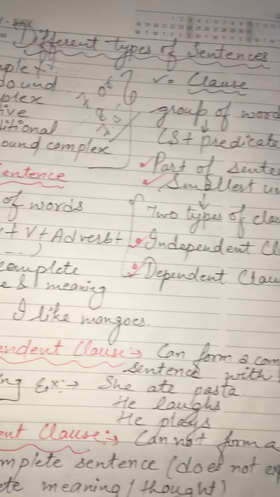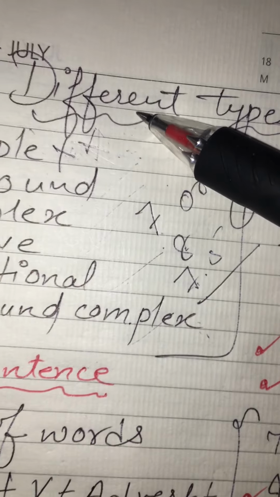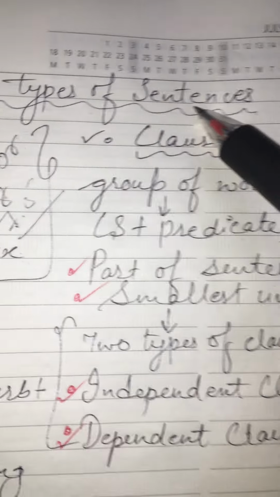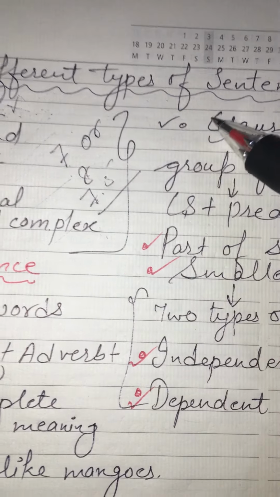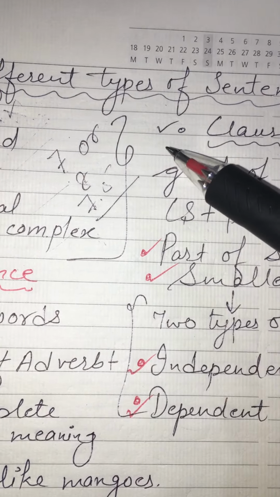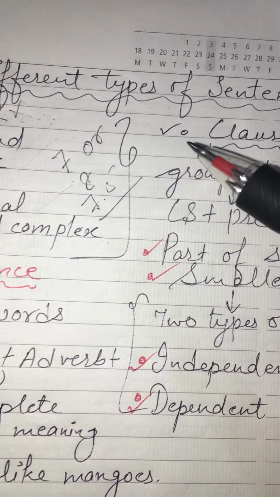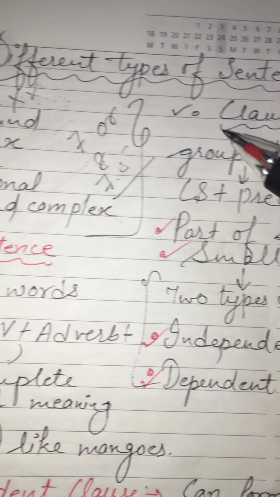In today's video, we are going to discuss the different types of sentences which you can use in IELTS writing task 1 and task 2 and can easily get a higher band score. So without wasting time, let's start the video.